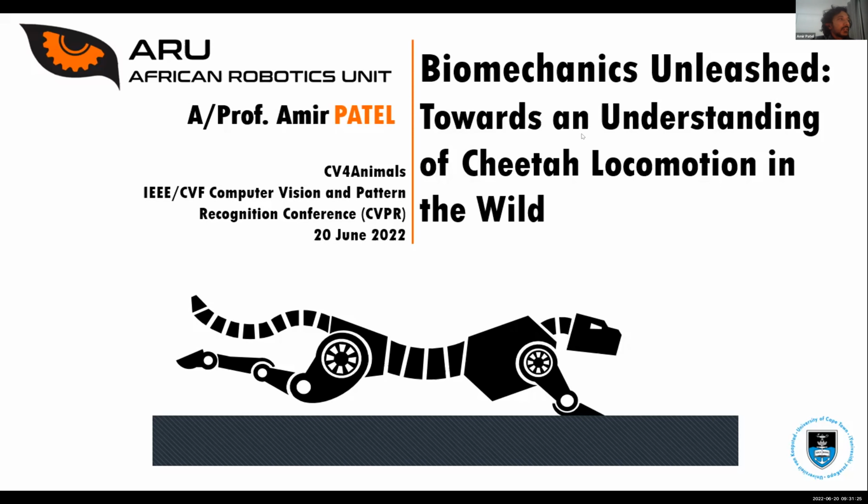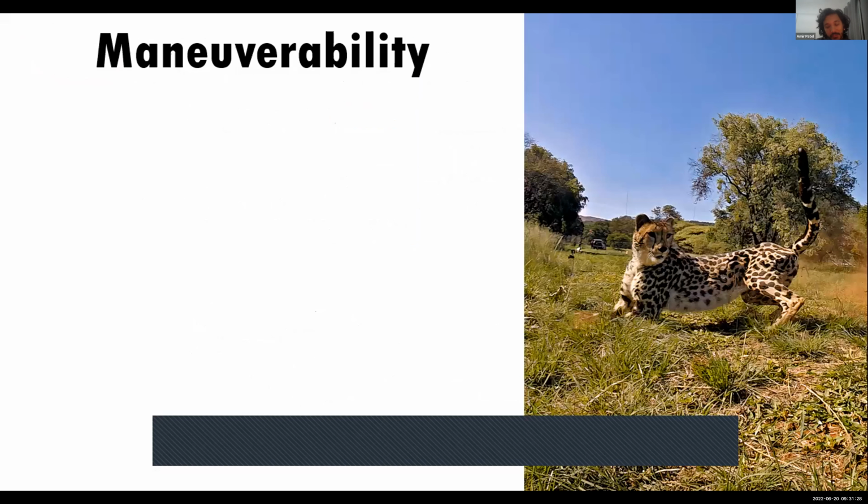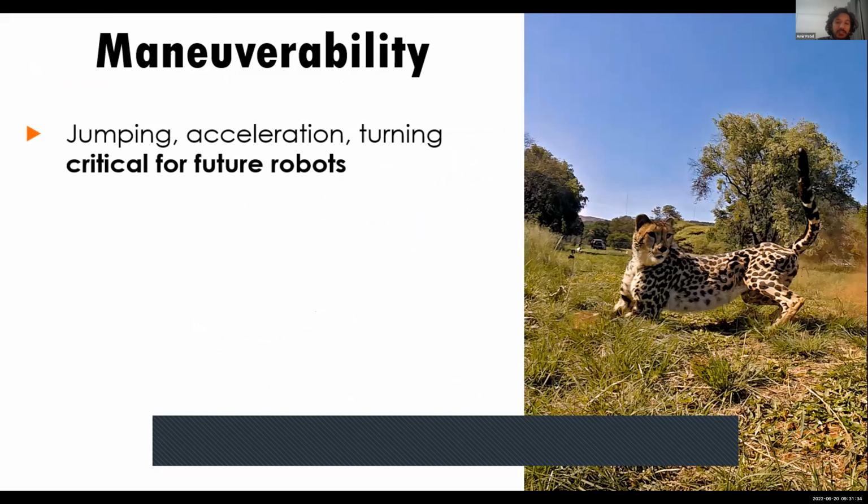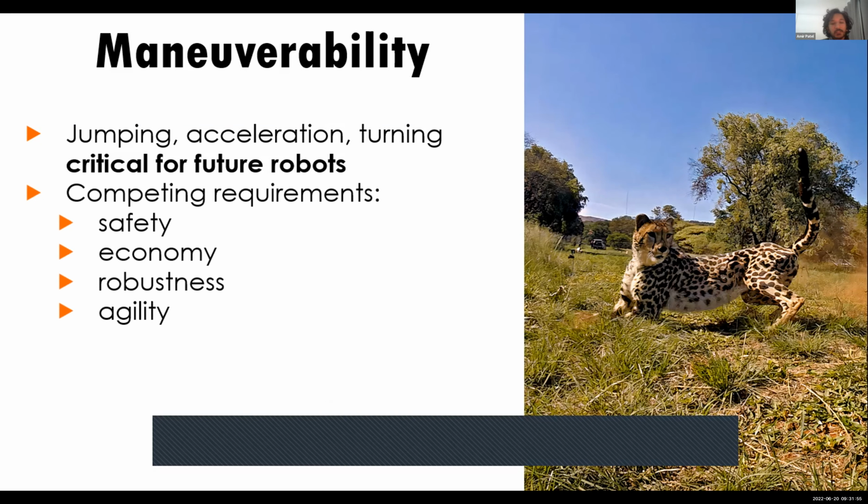My journey really started from trying to understand maneuverability. Things like jumping, acceleration, sudden stops or turning are going to be critical for future robotic systems if they are ever to leave the safety and the confines of the laboratory. So if you want to make our systems more autonomous, they need to be more agile. Maneuverability is quite interesting because it's a really nice case study for studying competing requirements and how animals have negotiated compromising on safety, economy, robustness, and agility.